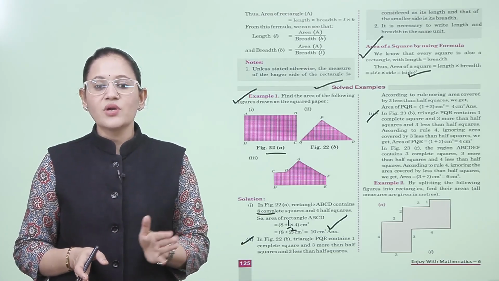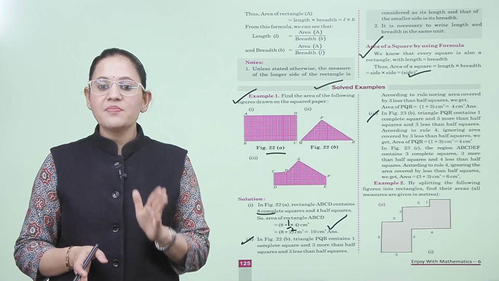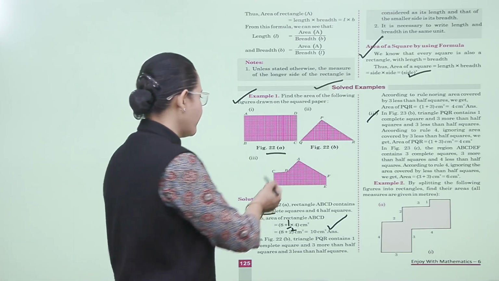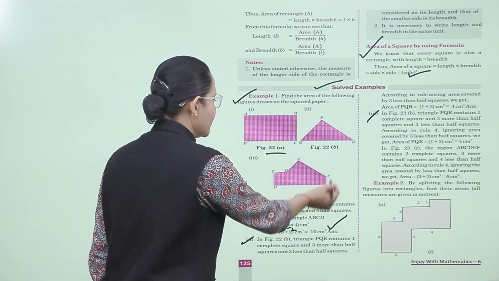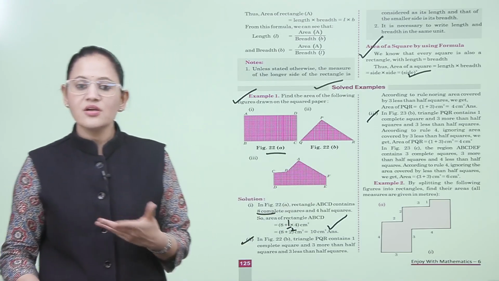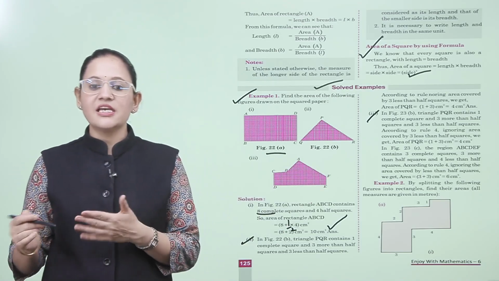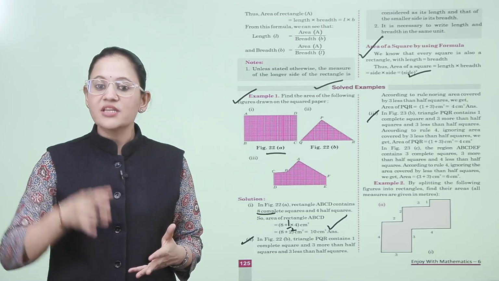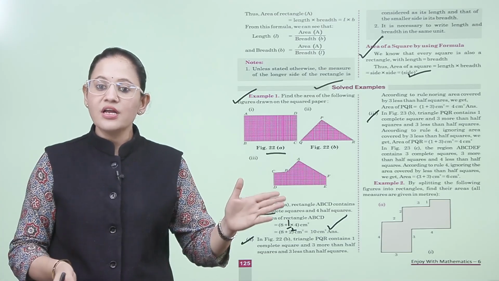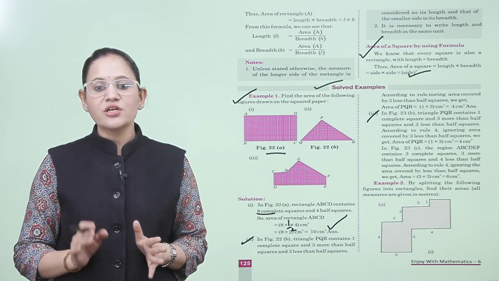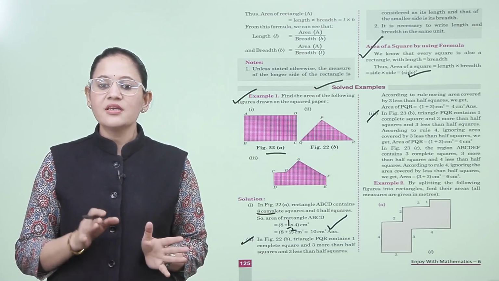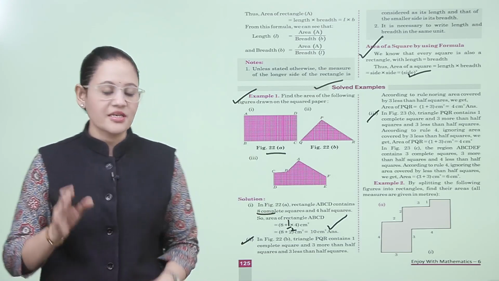In figure 23C, the region ABCDEF. Clear? ABCDEF contains 3 complete squares, 3 more than half squares and 4 less than half squares. According to the rule, the area will be 3 plus 3, 6 centimeter square.